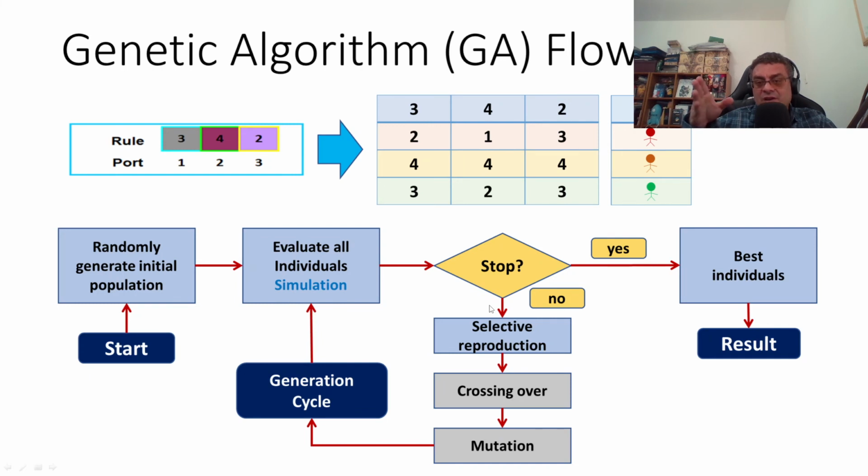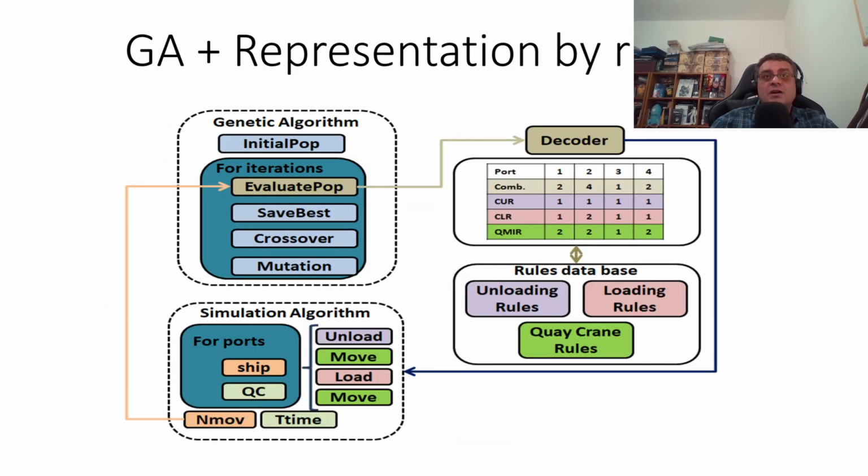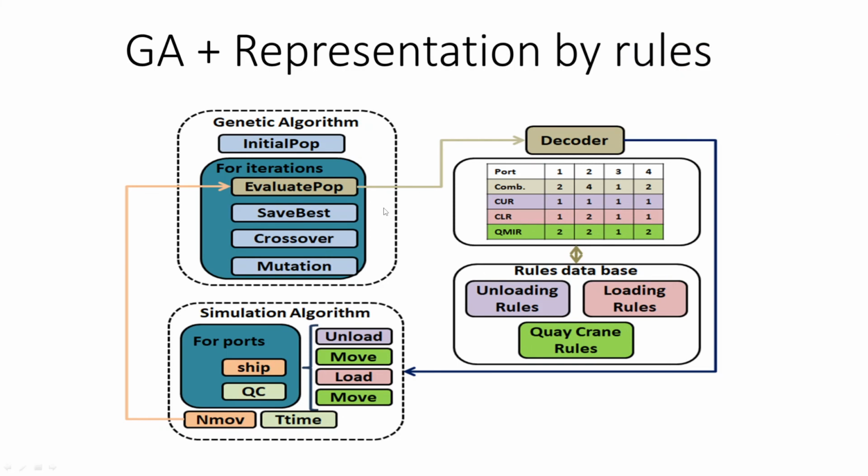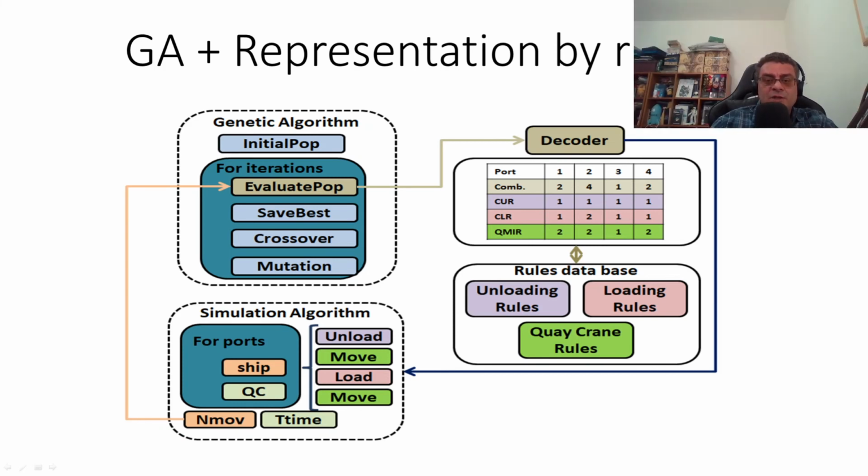I will not go deep into this genetic algorithm at this time, but what is important here is to know that we can get an initial random vector, and we can improve it by applying this kind of flowchart algorithm. Here we have another vision. We are not using a genetic algorithm with binary coding or integer coding. We are applying an integer coding, but a special integer coding, because this integer coding can be decoded in terms of unloading and loading rules, or you can add more rules, for example, crane rules, and all these rules can be used inside the simulation.